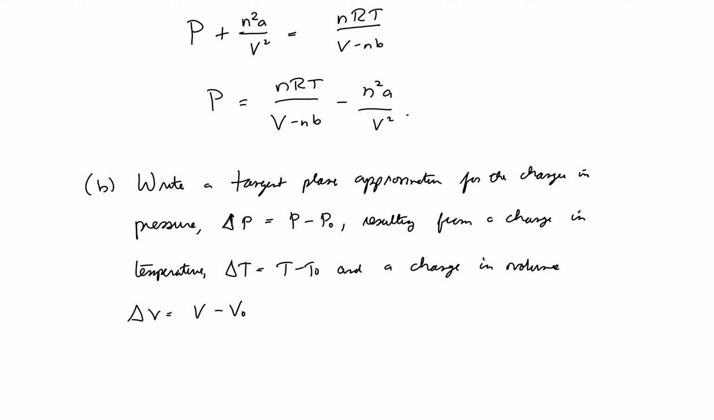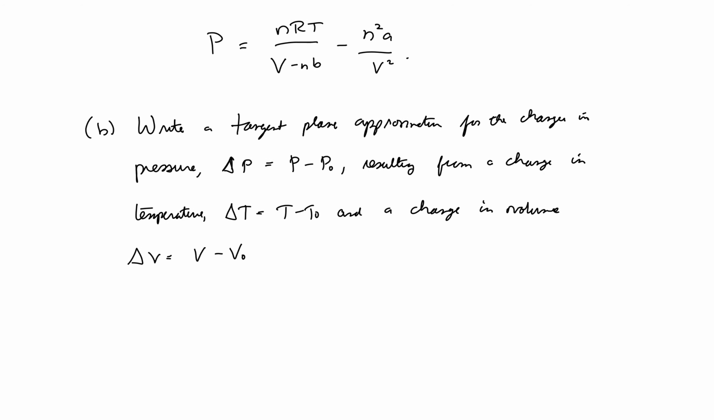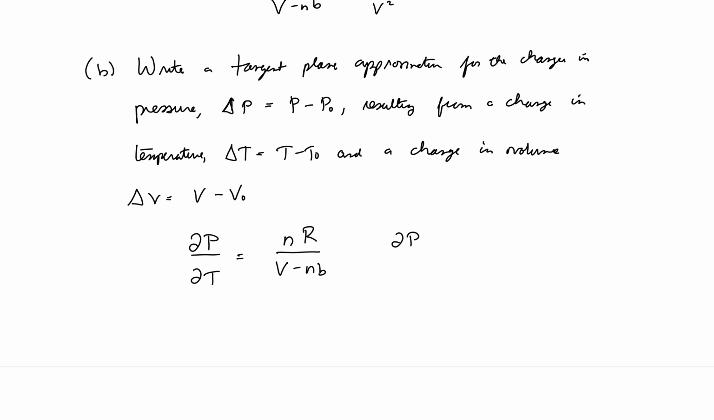So the first thing we want to do is look at these partial derivatives. So we want ∂P/∂T. Let's start with that. So notice when we're looking at the equation above for P, T is only to the first power in the first term. So when I take that partial derivative, I'll just have nR over V minus nb. And that's it. So if I want this at a particular point that we know, say this is T0, V0, this is just nR over V0 minus nb.